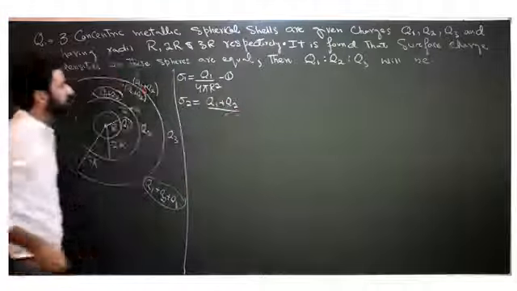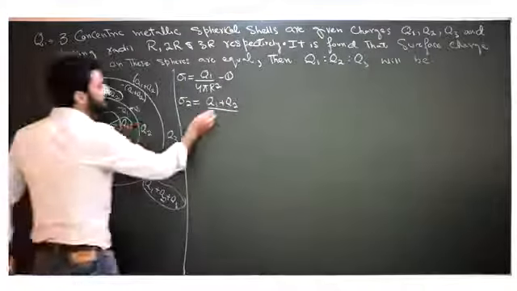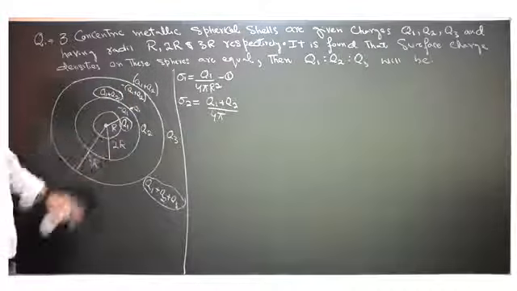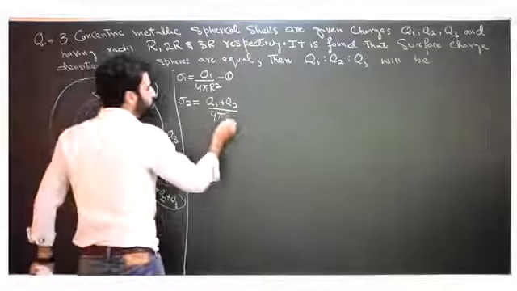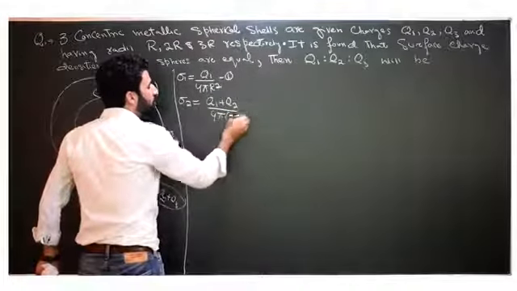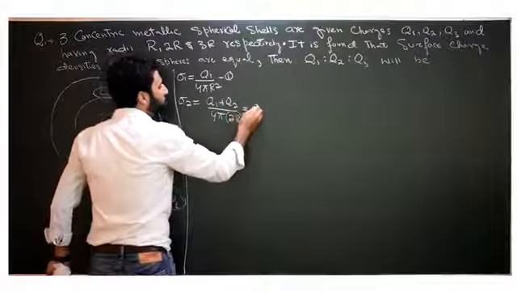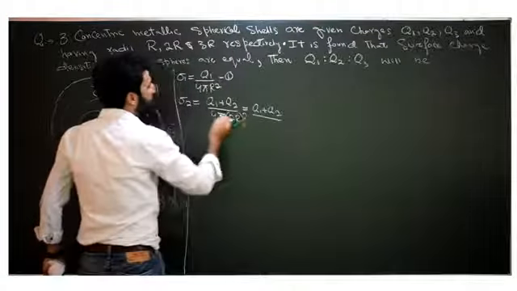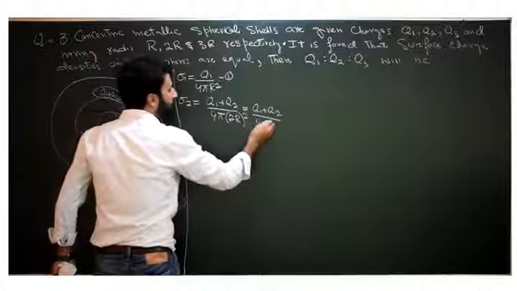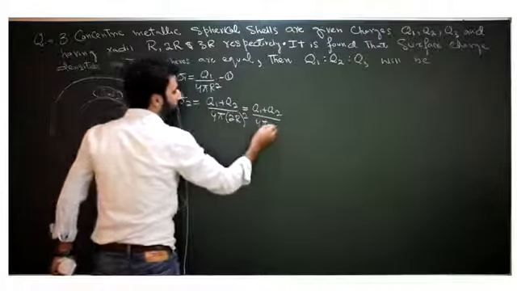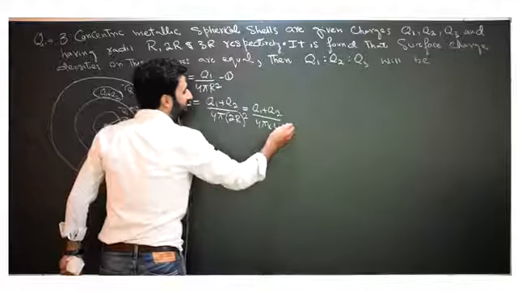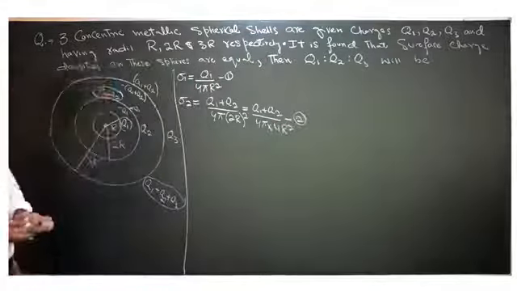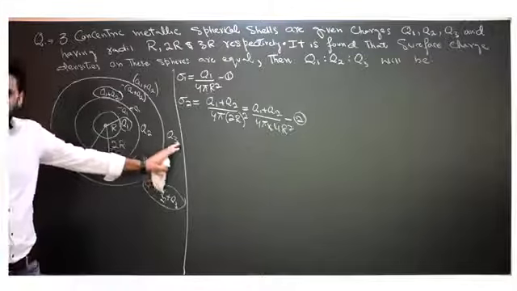And what about the area? 4 pi. What is the radius of the second shell? That is 2r. So it will be 4 pi into (2r) whole square, which means it is (q1 plus q2) divided by, you can have it 4 pi into 2 square is 4, so 4 into 4r square. Let's keep it this way for the time being. Let's call this equation 2.